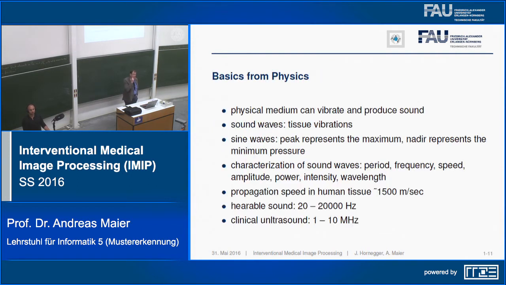Good. Some facts. In general, physical media can vibrate and produce sound. Here, the sound equals tissue vibrations, and we are essentially sending sine waves. The peak represents the maximum, and of course, they also have a minimum pressure along your wave. You can now characterize different sound waves with the period or the frequency, speed, amplitude, power, intensity, and wavelength. We will see shortly how those things are related to each other. Typically, you have a propagation speed, and this propagation speed in human tissue is about 1,500 meters per second. So these sound waves travel pretty fast.